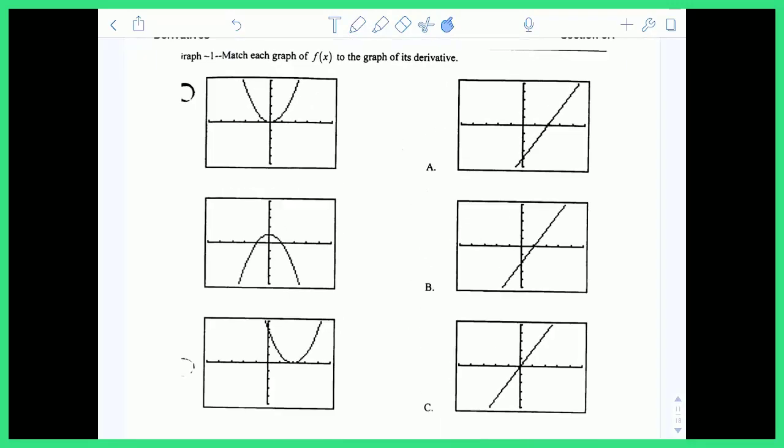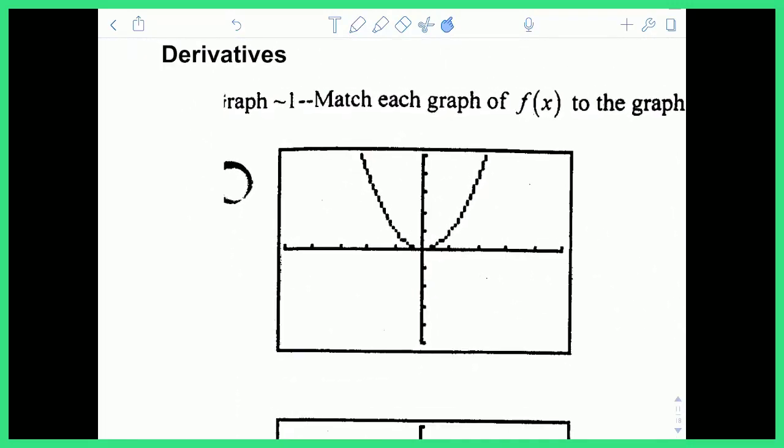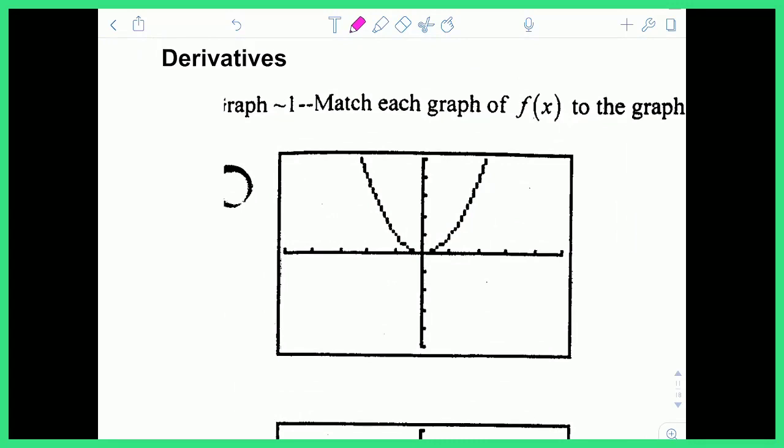Let's examine the first graph before we look at what it matches. The pattern here is that your function from negative infinity to 0 is decreasing. That should correspond directly to a negative derivative, so the derivative should be below the x-axis. Then we have a change from decreasing to increasing, so that should be a 0 of the derivative.